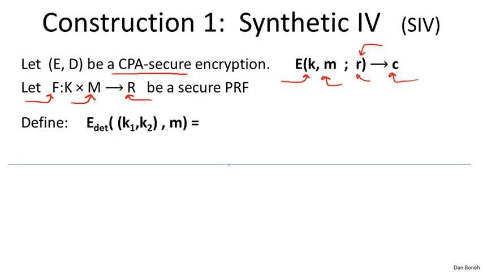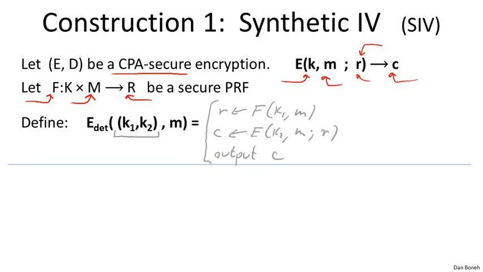Now the way SIV works is as follows. It's going to use two keys, K1 and K2, to encrypt the message M. The first thing it does is apply the pseudo-random function F to the message M to derive randomness for the CPA secure encryption scheme E. Then it encrypts the message M using the randomness it just derived. This gives us a ciphertext C, and it outputs this ciphertext C. So that's how SIV mode works. Basically, it first derives the randomness from the message being encrypted, and then uses this derived randomness to actually encrypt the message to obtain the ciphertext.